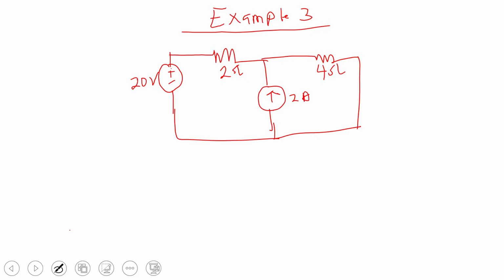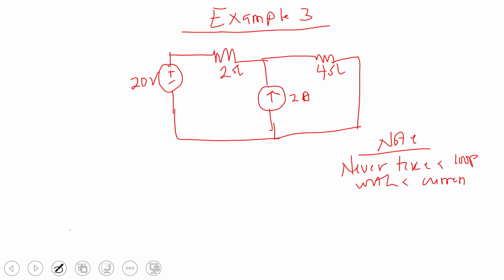Now one thing is that most of the time when there is a current source within the circuit, students get confused, because I want you to always note this: you can never take a loop with a current source. Never take a loop with a current source. Why am I saying that?